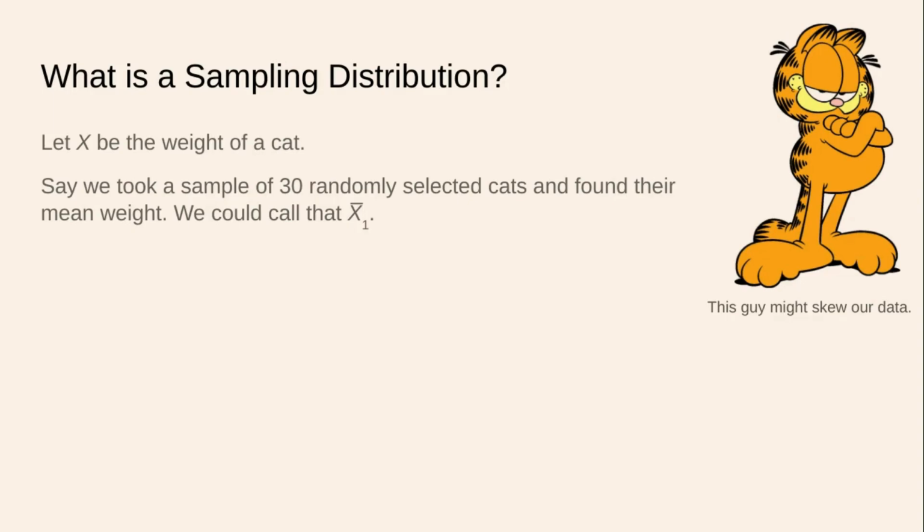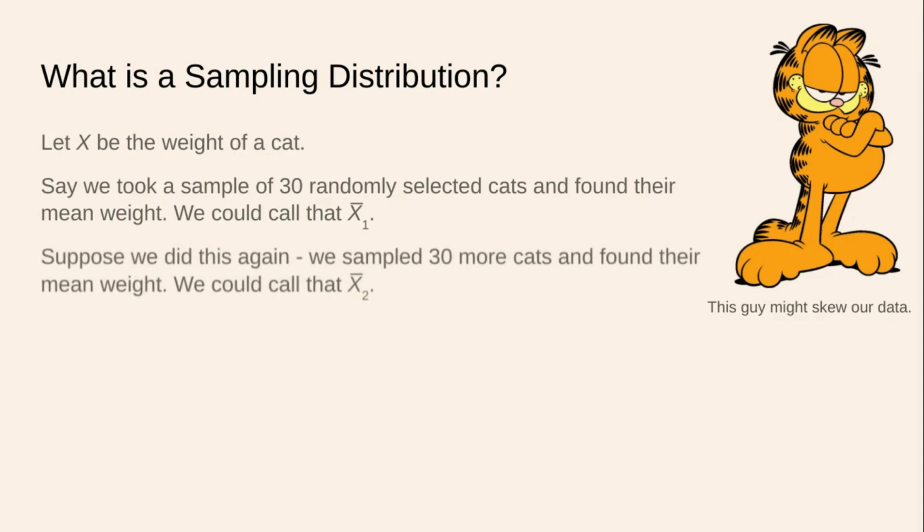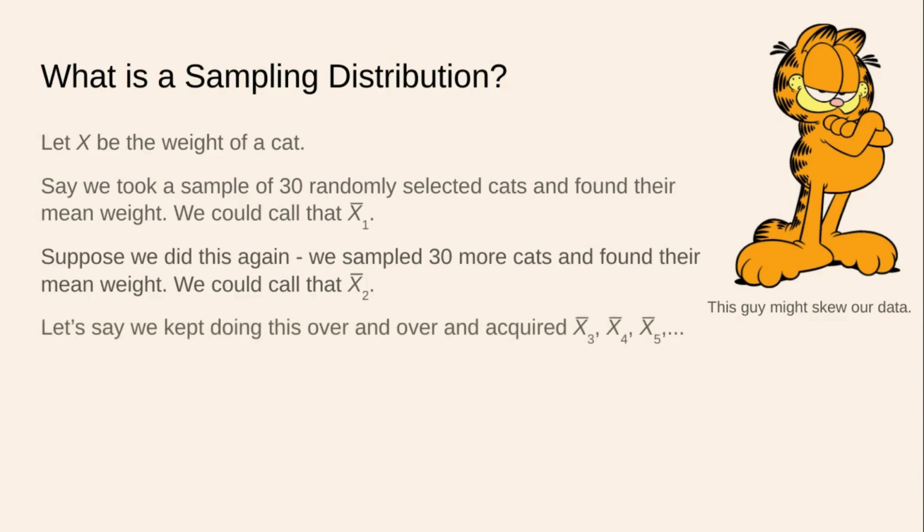All right, why the subscript of 1? Well, we're going to be doing this a lot. Suppose we did it again. We sampled 30 more cats and found their mean weight. We could call that X bar sub 2. Let's say we kept doing this over and over and over again, and we would find X bar sub 3, X bar sub 4, X bar sub 5, each sample mean coming from a sample of 30 cats.